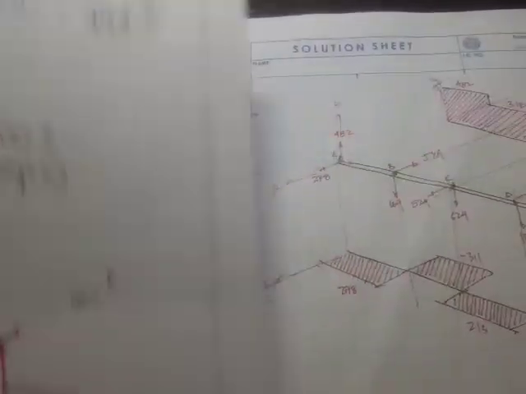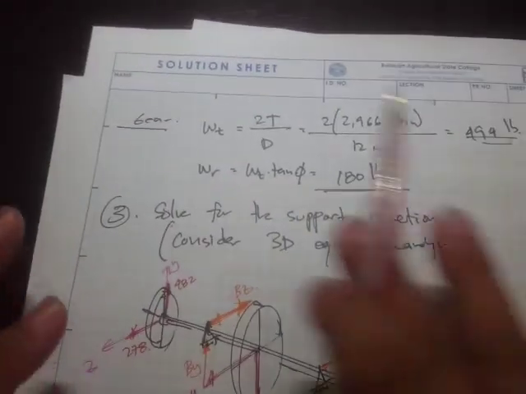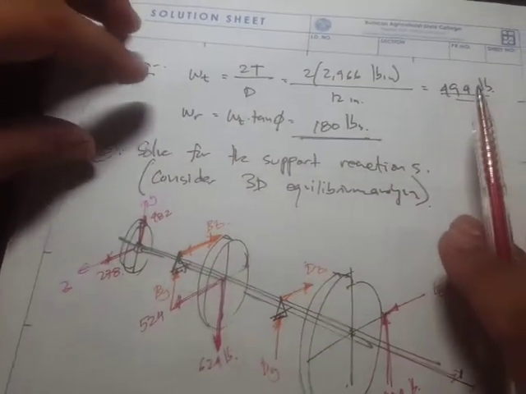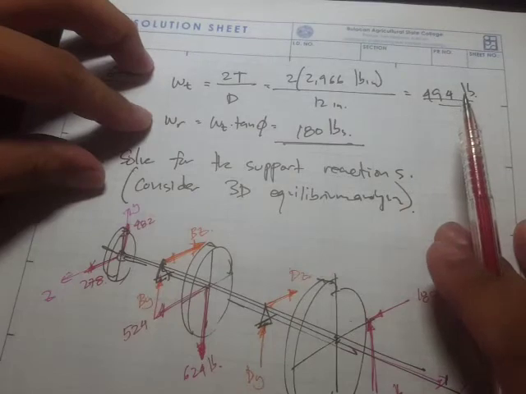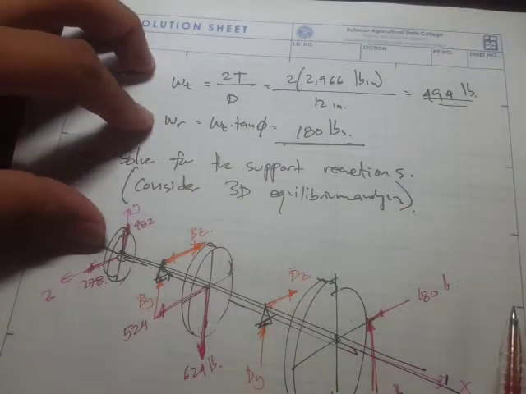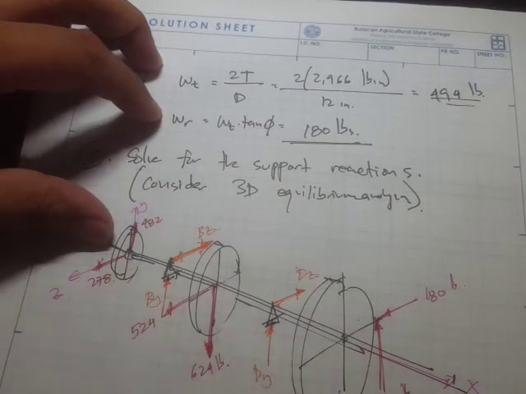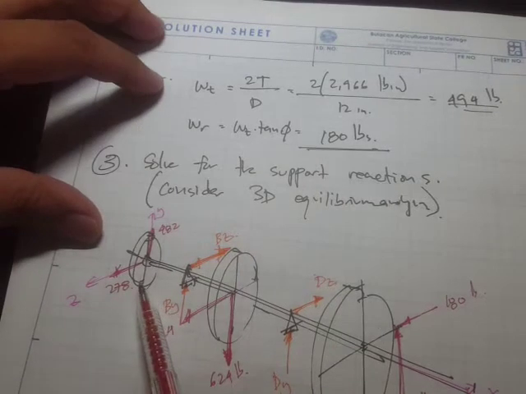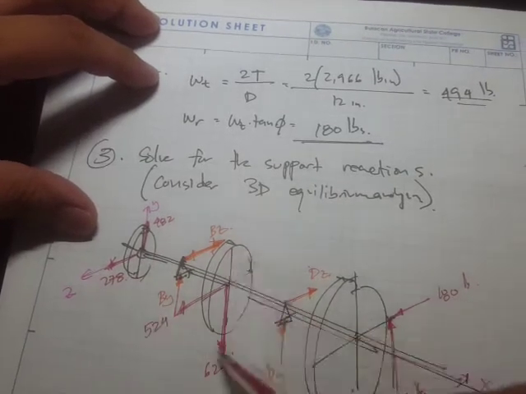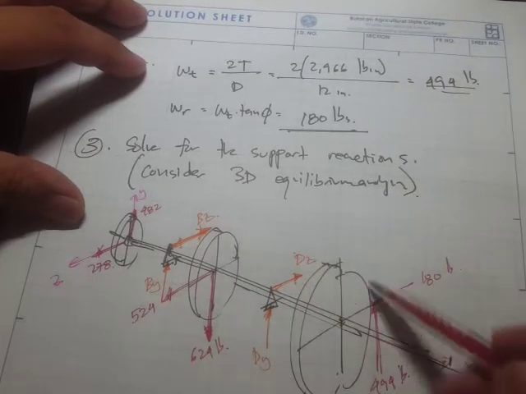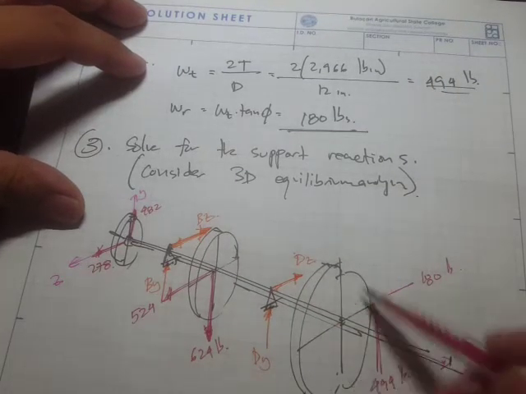Also for the sprocket, we do the same, and for the gear. Okay, so now once we solve all those forces, then we project those forces into this shaft assembly. Okay, so it's a 3D. Here's our X, Y, and Z. Here's point A for the pulley, point C for the sprocket, and point E for the gears.